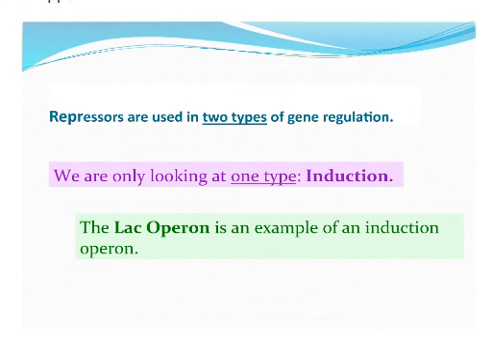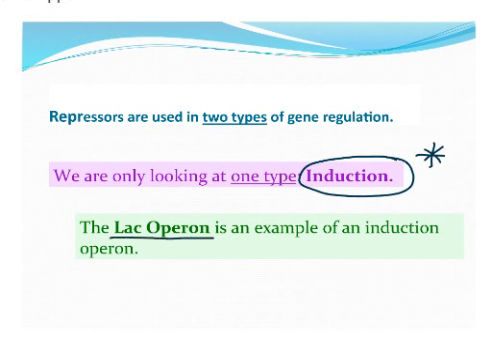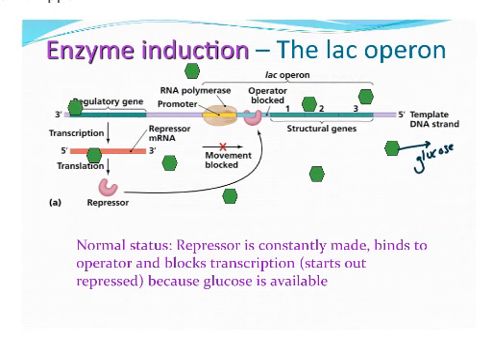Repressors are used in two different types of gene regulation, and we are only going to talk about induction. Remember this before test time comes. And the example that we're going to talk about for induction operons is the lac operon. Lac is short for lactose. So if you take a look at this particular picture, it's similar to the one we just discussed. In a normal status, remember that not only is the repressor constantly made, it's always present, but it binds to the operator. And you can see it right here, bound to the operator. So what happens is the transcription of these structural genes is completely blocked.